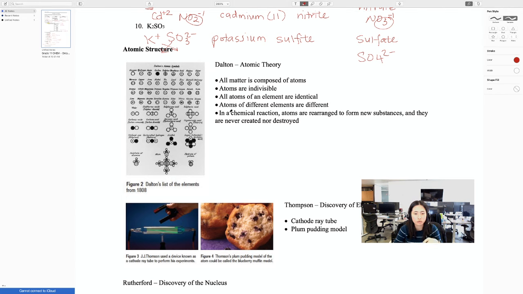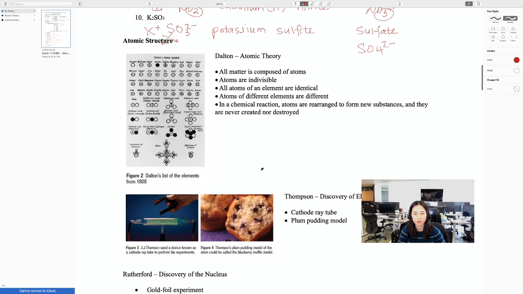And then when you move on to the last point, he was saying whenever you have a chemical reaction, these atoms only rearrange themselves to form new products, but they're never really created nor destroyed, right? And why is that? Because matter is never created nor destroyed. Okay, hopefully that makes sense.